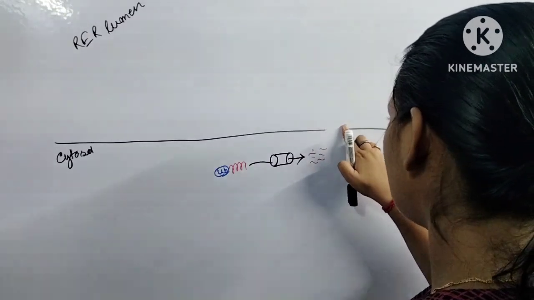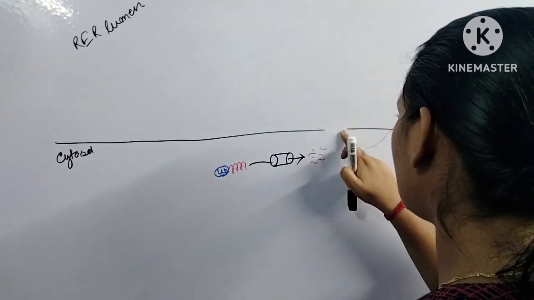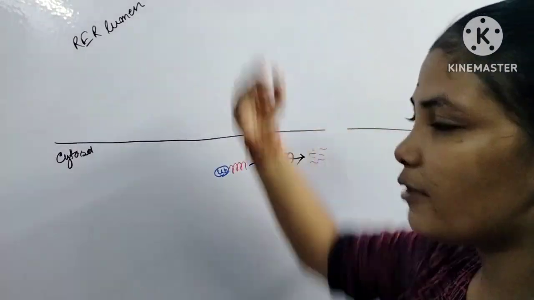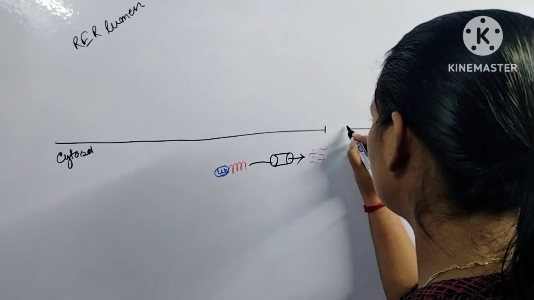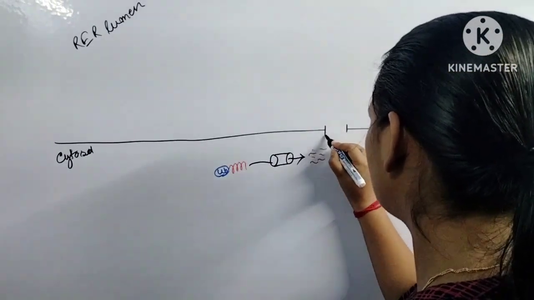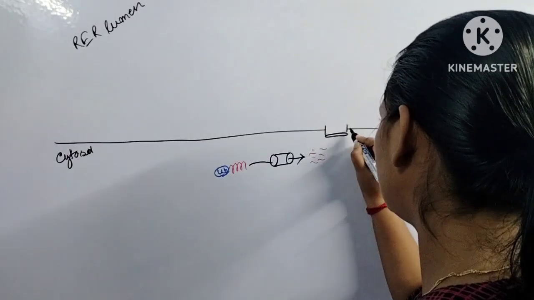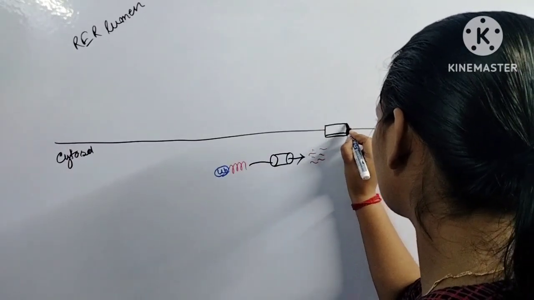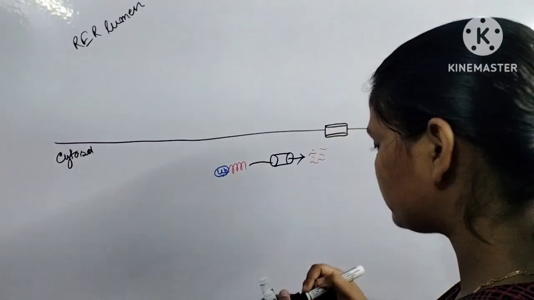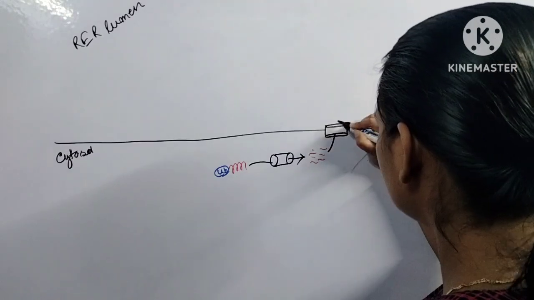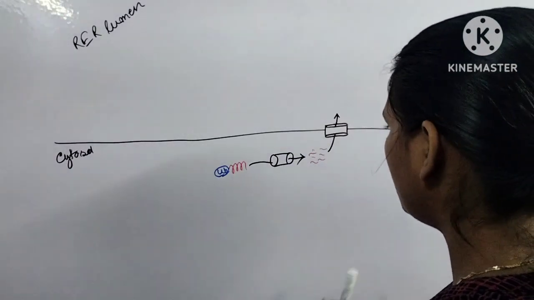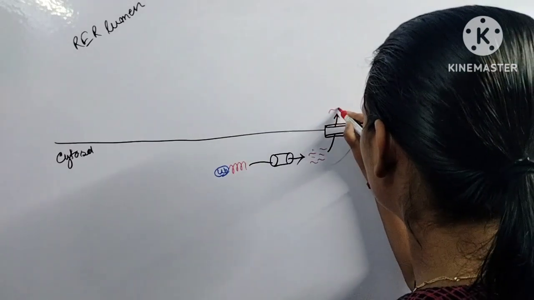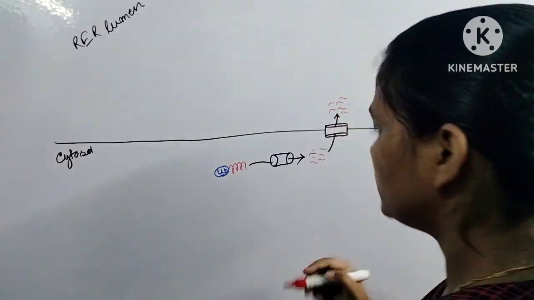Now the fragments of the antigen will reach the rough endoplasmic reticulum through the TAP transporter. So this is your TAP transporter, and through this TAP transporter the antigenic peptide will reach the rough endoplasmic reticulum lumen.